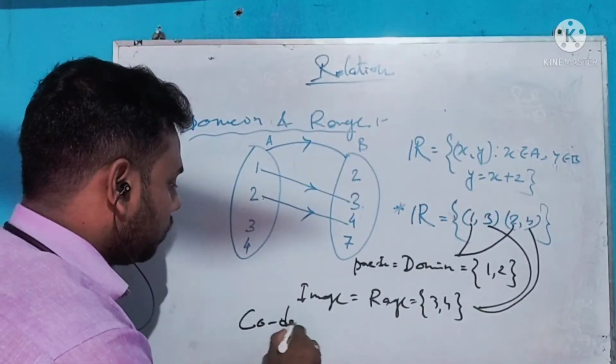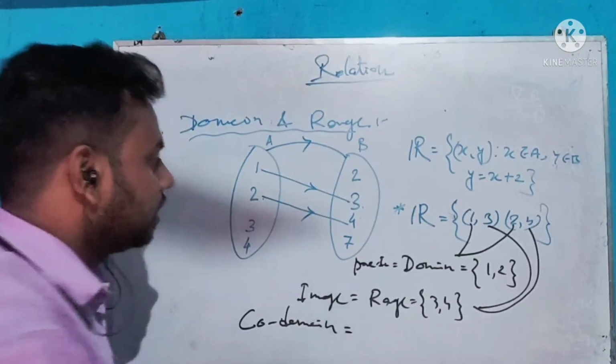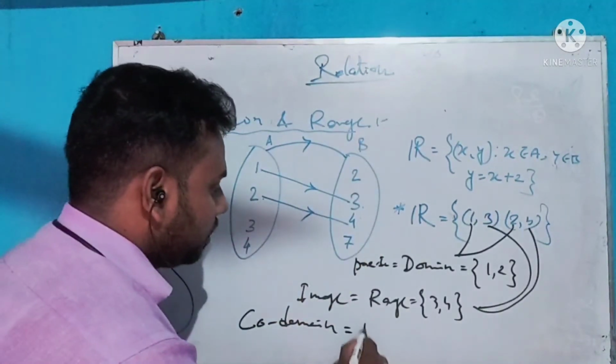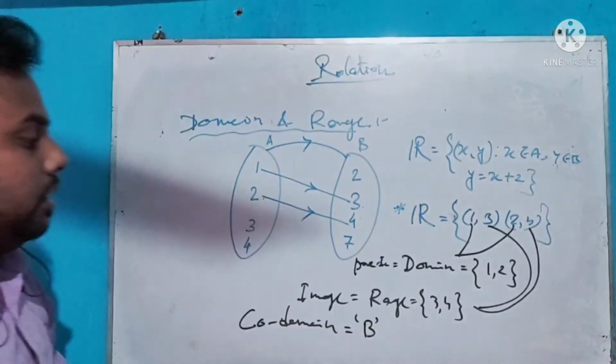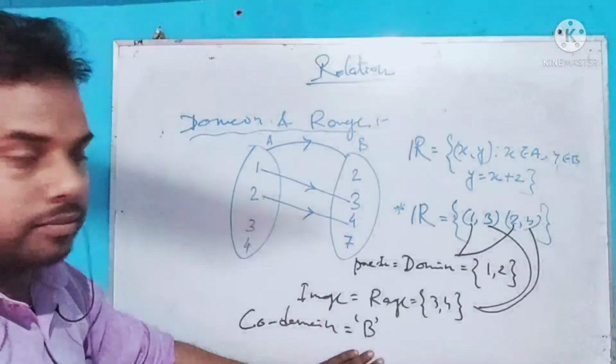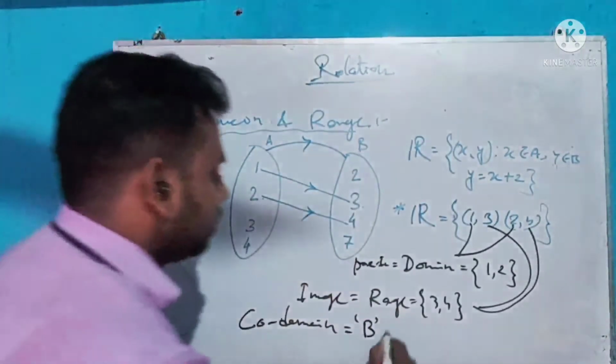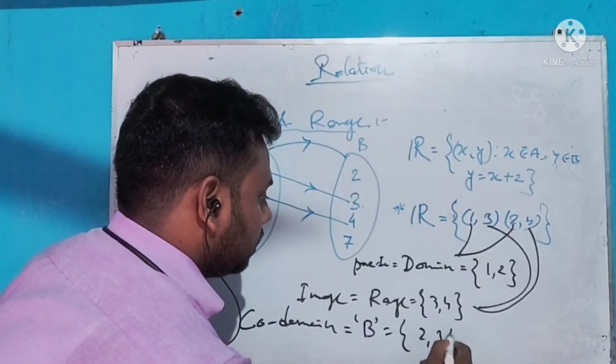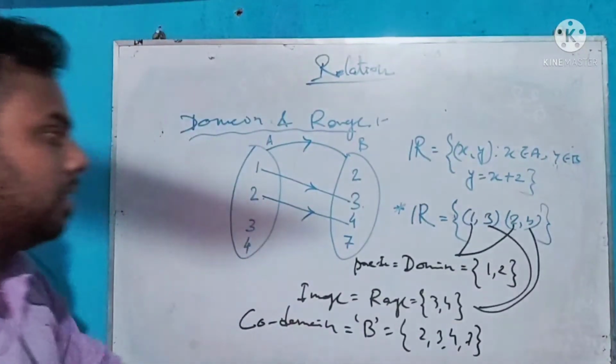Another term we have is codomain set. The set B is said to be the codomain set. The codomain set is always set B. This total set, 2, 3, 4, 7, is called the codomain set.